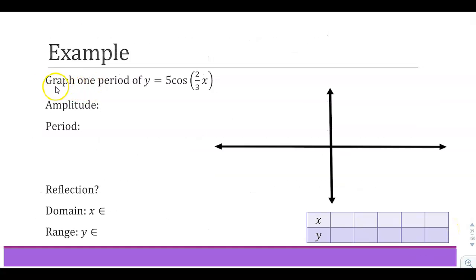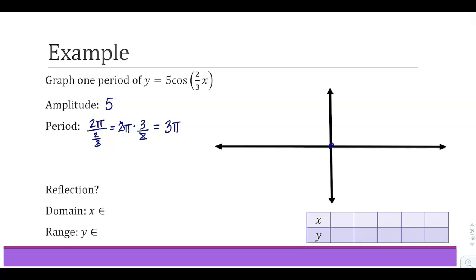Alright, let's do another example. This time graph one period of y equals 5 cosine of 2/3 x. So the amplitude is positive 5, and the period is 2 pi over the number in front of x, which is 2/3, so 2 pi over 2/3. Well, that's 2 pi times the reciprocal, 3/2. So the 2's are going to cancel, and my period is 3 pi.